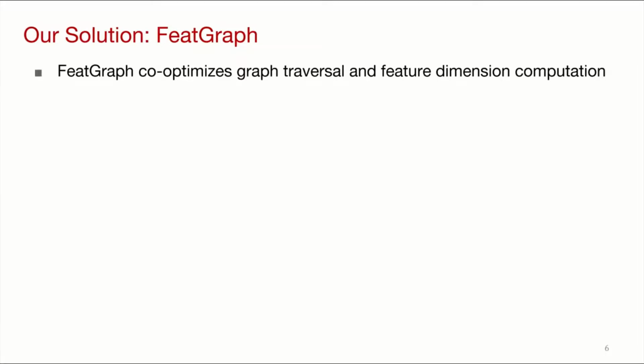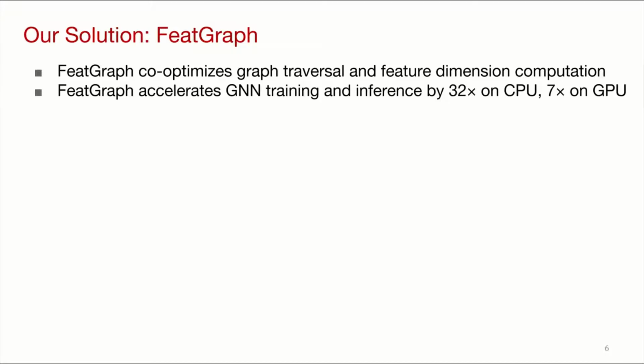We propose FeatGraph. FeatGraph co-optimizes graph traversal and feature dimension computation. By doing so, FeatGraph accelerates GNN training and inference by 32x on CPU and 7x on GPU.